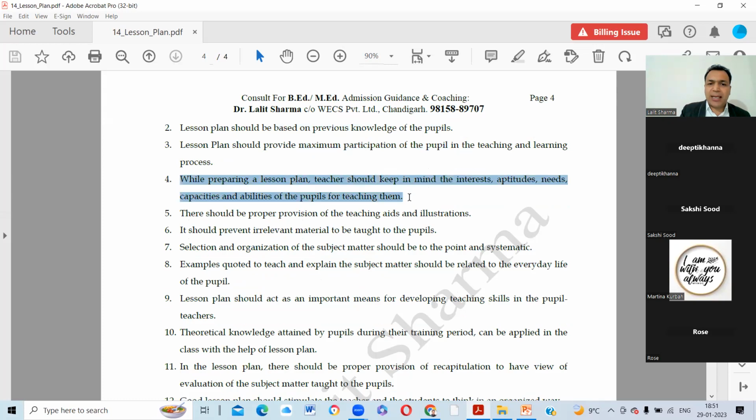Number 4, while preparing a lesson plan, teacher should keep in the mind the interest, aptitude, needs, capacity and abilities of the pupil for teaching them. अब आप ये देखो, in your class there are 50 students. Okay, lesson plan says that while delivering your lesson, you have to keep in your mind the interest, aptitude, attitude, knowledge, capacities, abilities of the students. Guys, these all things, how you will come to know that?